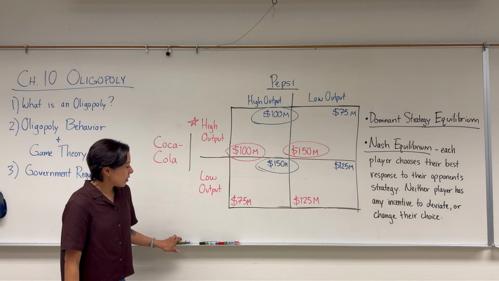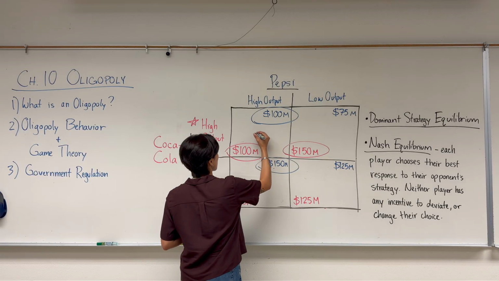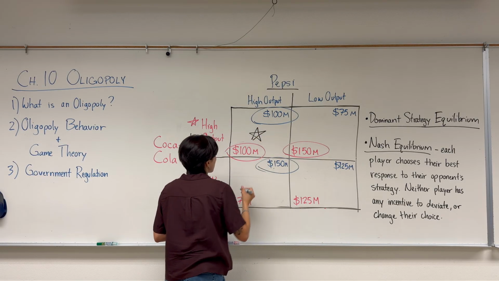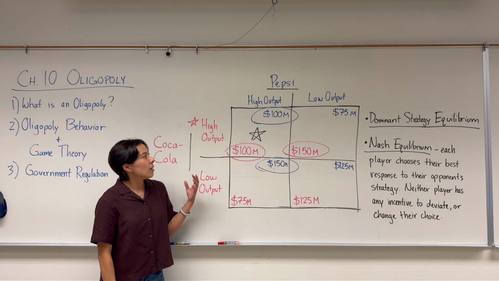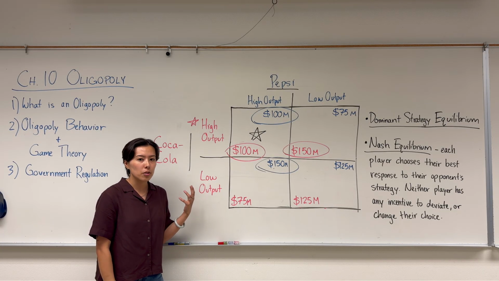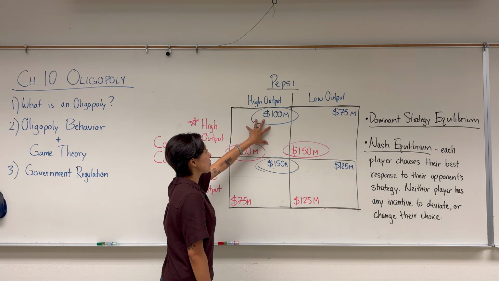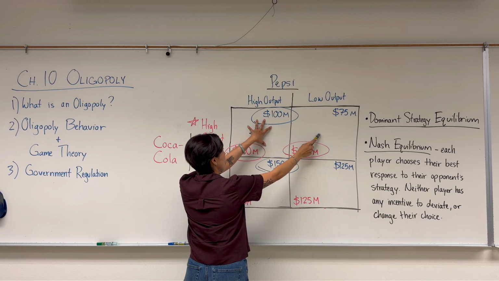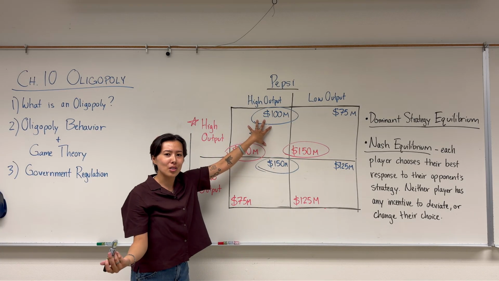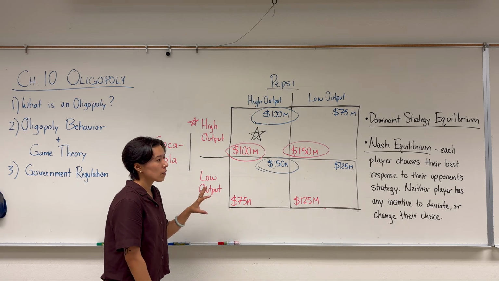Therefore, our results here, the square in which we have two circles, this is our equilibrium. There's no way for either firm to make themselves better off by choosing to deviate from their dominant strategy. If we're here, both firms have chosen high output, and Pepsi thought about deviating to produce a low level of output, they're just reducing their profits, so there's no incentive to deviate. Same thing is true for Coca-Cola.